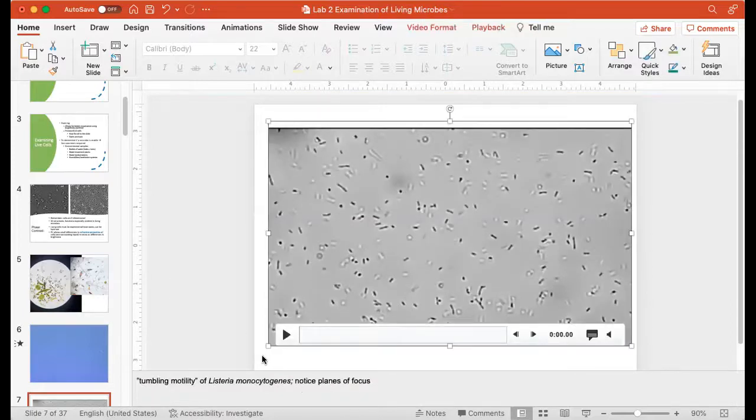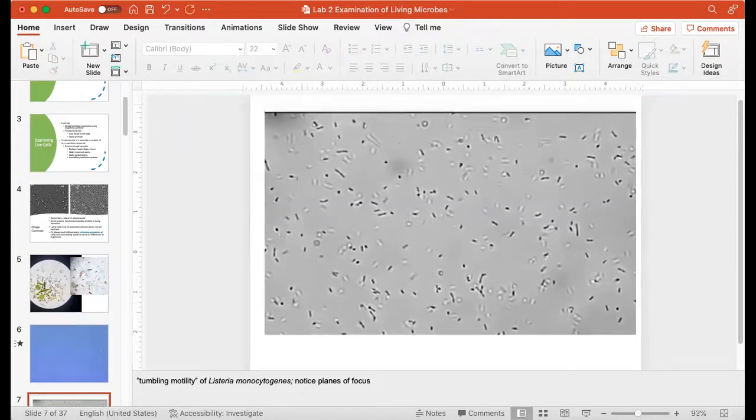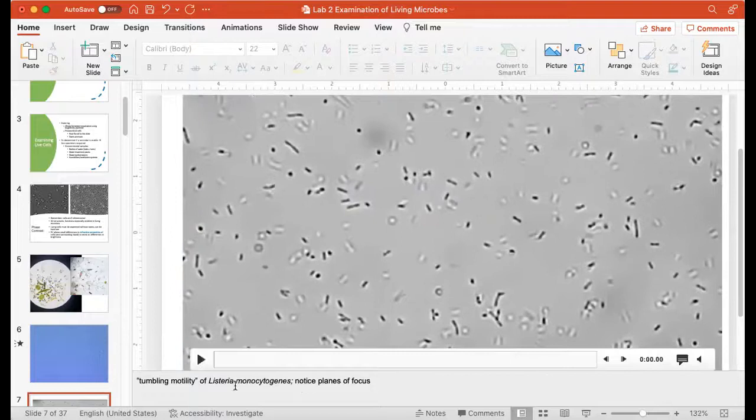Now, on this slide, we have a different sample. This happens to be an organism called Listeria monocytogenes. Again, you don't need to know this name. I'm not going to test you on this name, but I'm going to introduce you to all different kinds of bacteria through the summer. Listeria monocytogenes is a pathogen. And this happens to be one that we find in food quite a bit. It loves to grow in dairy products, especially soft dairy products like soft cheese.